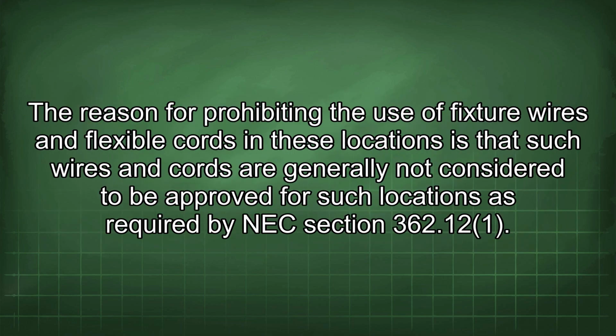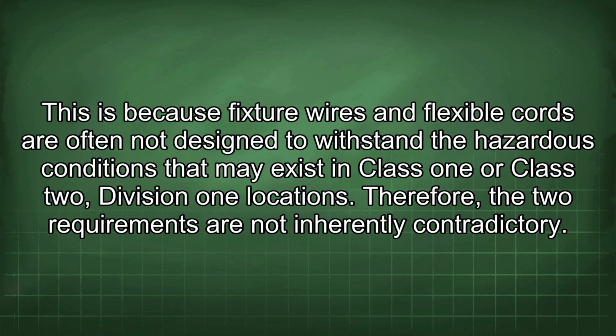The reason for prohibiting the use of fixture wires and flexible cords in these locations is that such wires and cords are generally not considered to be approved for such locations as required by NEC section 362.12. This is because fixture wires and flexible cords are often not designed to withstand the hazardous conditions that may exist in Class 1 or Class 2 Division 1 locations. Therefore, the two requirements are not inherently contradictory.